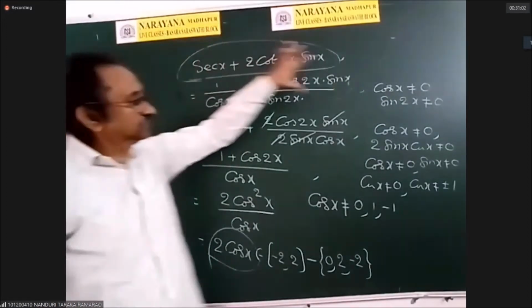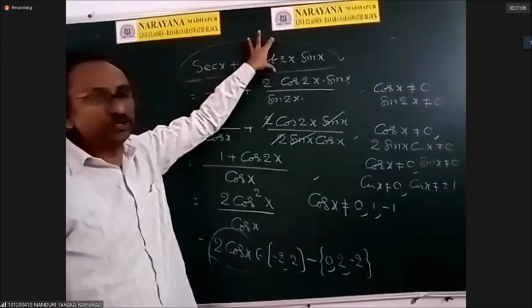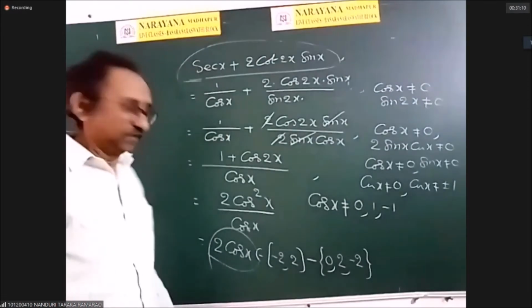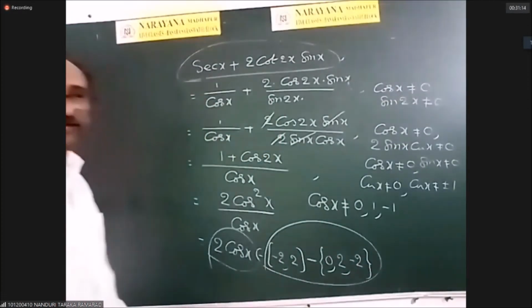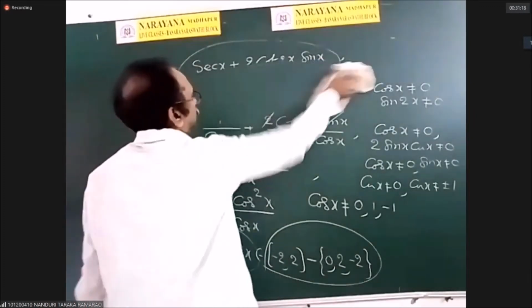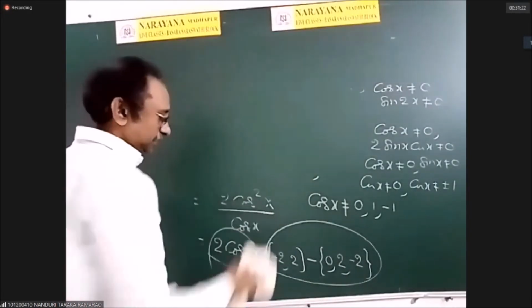Secant x should be defined. That means cos x is not equal to 0. Cos 2x must be defined. That means sin 2x is not equal to 0. Therefore, the correct answer is this one: the closed interval [-2, 2] minus {0, 2, -2}. Those three elements should be eliminated from the range.